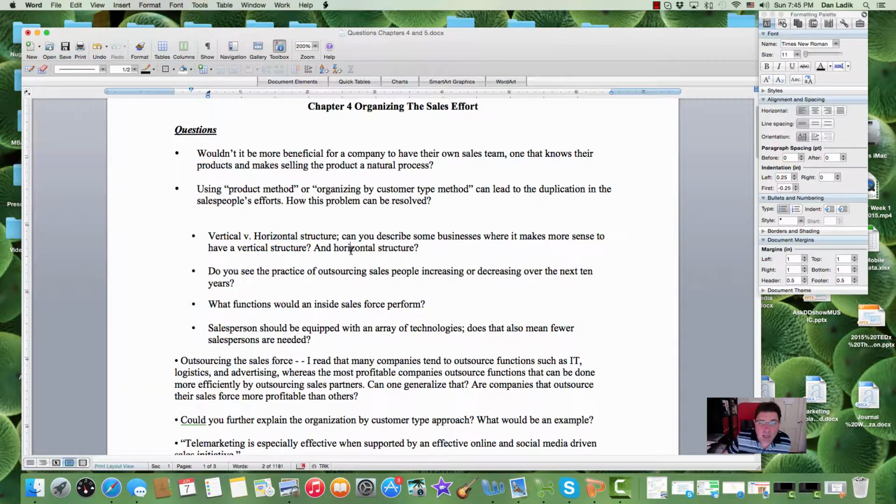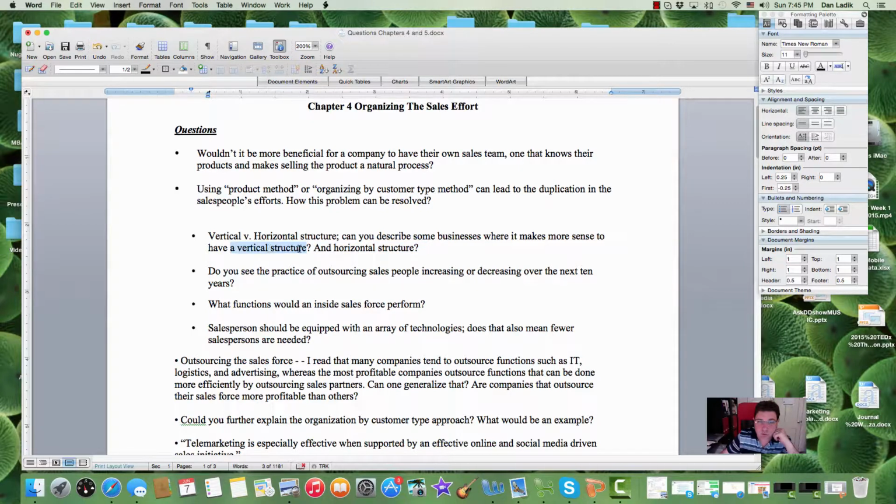The question asks, can you describe some businesses where it makes more sense to have a vertical and more to have a horizontal? Well, a horizontal and a flat structure is when you need to move quicker and be nimbler. And later in the chapter, there's the phrase span of control. In a horizontal structure, the salesperson and the sales manager, because it doesn't go that many levels deep into the organization, they have greater authority to make a decision or not.